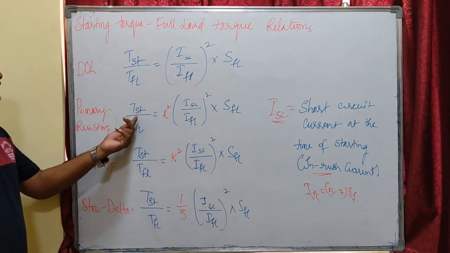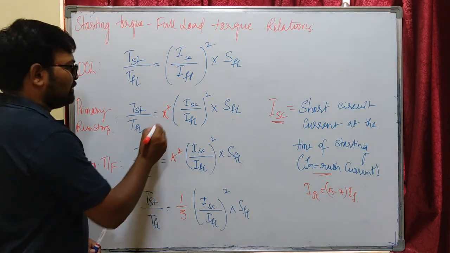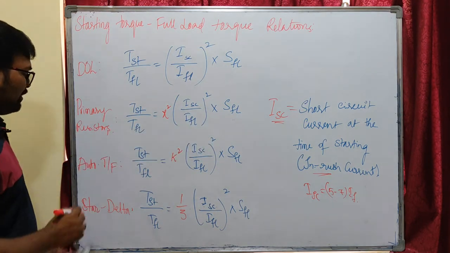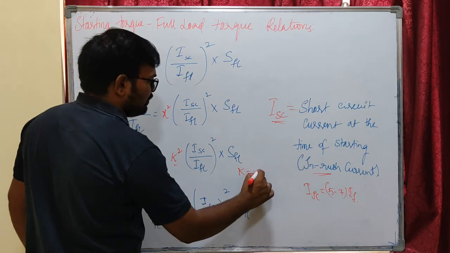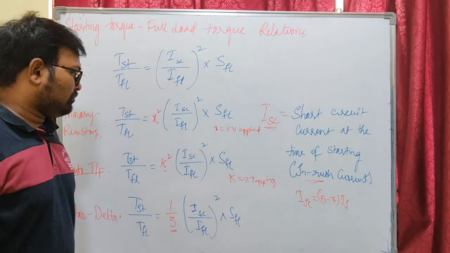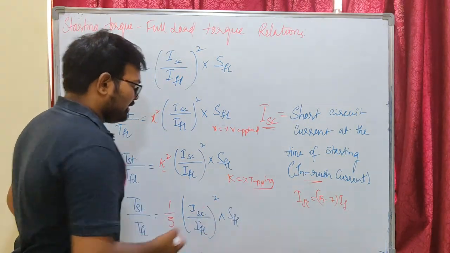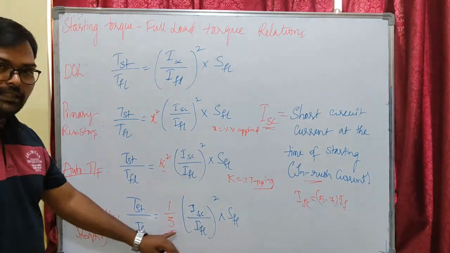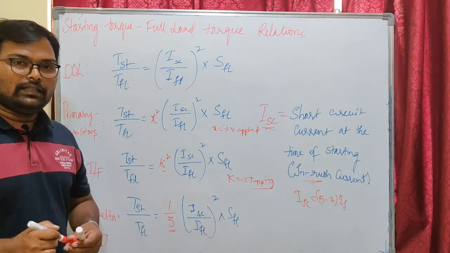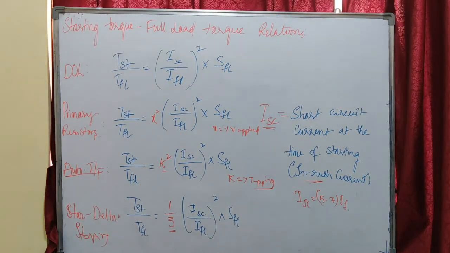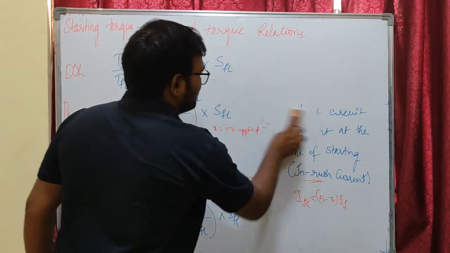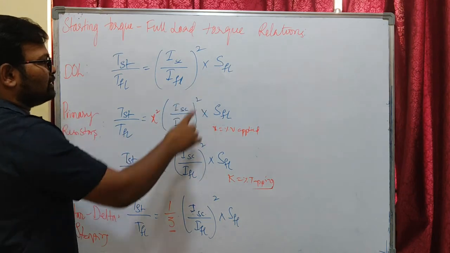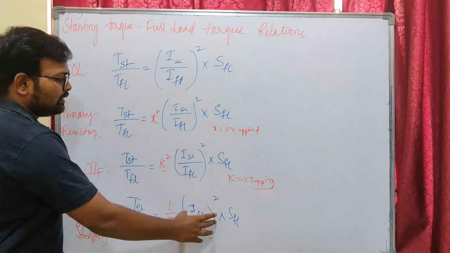The primary resistors starting will be TST by TFL equal to X square times ISC by IFL whole square into SFL, where X is the fraction of voltage that we apply to the stator winding. For auto transformer, K is the percentage tapping of the auto transformer. For star delta starting, the ratio between starting torque and full load torque is 1 by 3 times ISC by IFL whole square into SFL. So this is about the starting torque to full load torque ratios of our starting methods. You can see that the ratio ISC by IFL whole square into SFL is the ratio for DOL. So you can replace each and every one.